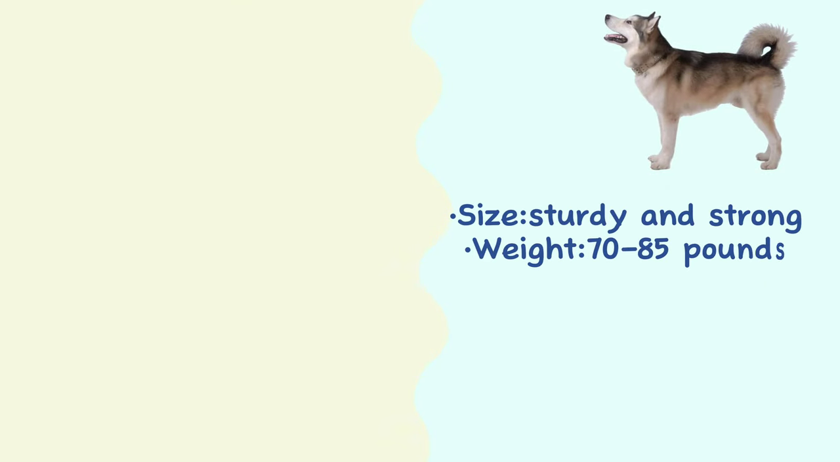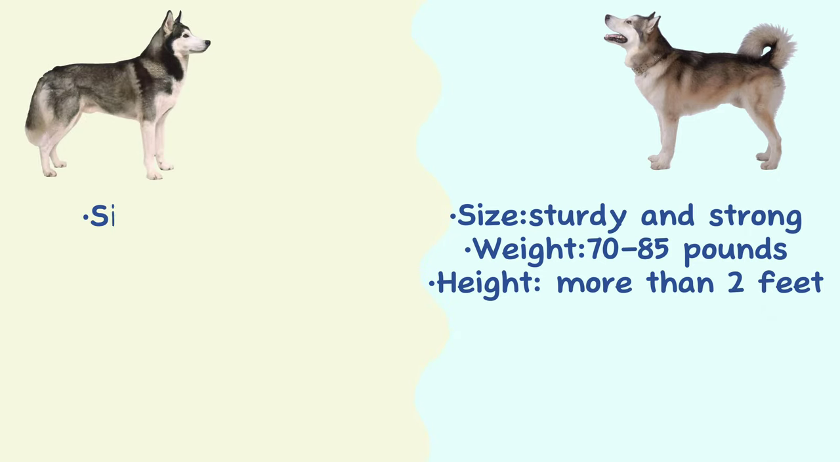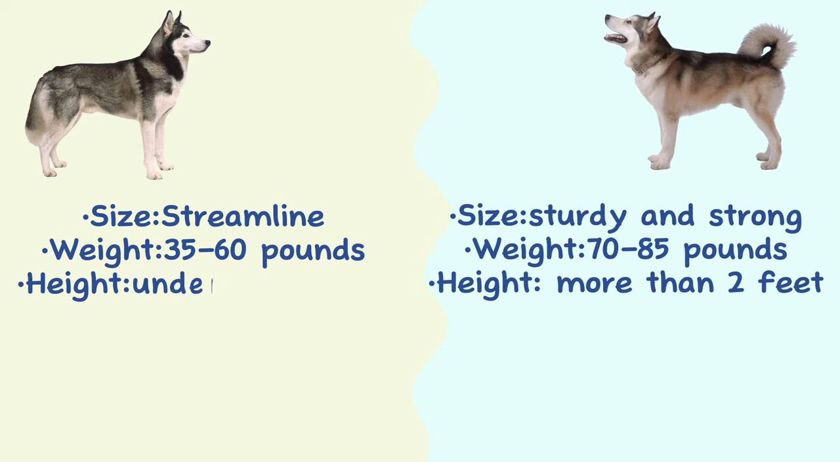Size. Malamutes are sturdy and strong, weighing 70 to 85 pounds and standing more than 2 feet tall at the shoulder. Huskies, despite what their name implies, are lithe, standing just under 2 feet tall and weighing approximately 35 to 60 pounds.